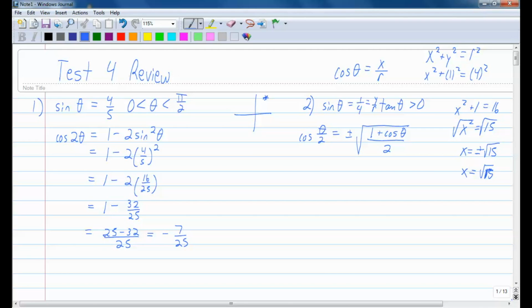So now let's follow our formula. It's going to be plus, because we're in the first quadrant, and then the square root of 1 plus the cosine of theta. Cosine of theta is the square root of 15 over 4. We figured out x is the square root of 15 and r is 4. And that's all over 2. Now we want to figure out what number I can multiply times the numerator and denominator so that I get rid of this denominator and I can take the square root of this denominator.